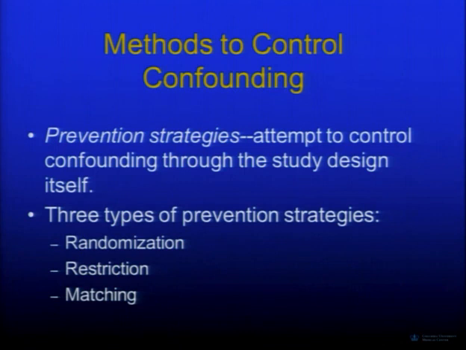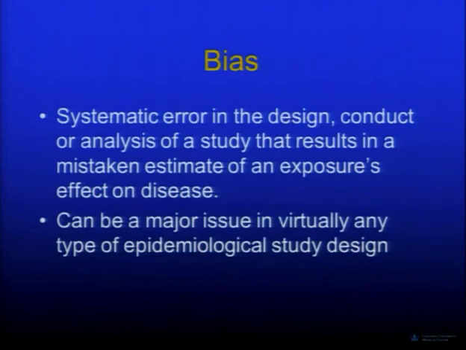So that is confounding. And the other issue is bias. And remember, this is a systematic error in the design, conduct, or analysis of a study that results in a mistaken estimate of an exposure's effect on disease. And this can be a really big problem, and you can't correct it. And remember, the important thing with bias is that there's a difference between the exposed and not exposed, or a difference between the cases and controls. And that's what makes it an issue.